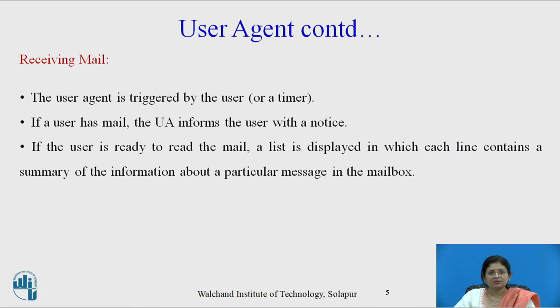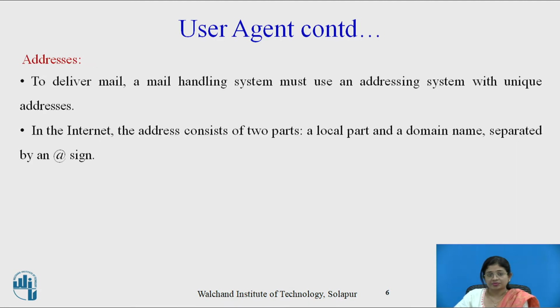Now for receiving mail, the user agent is triggered by the user or a timer. If the user has a mail, the user agent informs the user with a notice, that means an email notification. If the user is ready to read the mail, a list is displayed in which each line contains a summary of the information about a particular message in a mailbox.